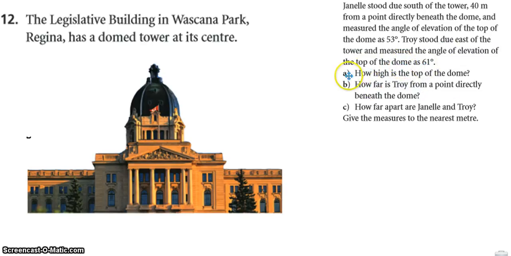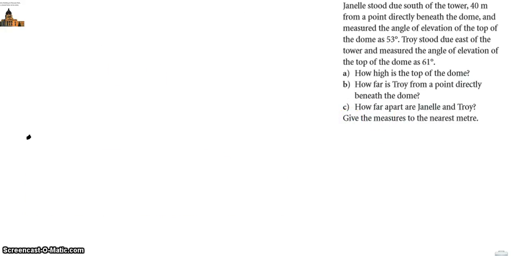So the questions then become, how high is it to the top of the dome? How far is Troy, the second person, from the dome, or directly beneath? And how far are Janelle and Troy apart, giving the measures to the nearest meter. So if we're going to draw this, one of the first things we have to do when we see east and south or compass directional points is we should draw in what's called a compass rose. And I just labeled it northeast, southwest. I also have it slightly askew just for visual purposes.